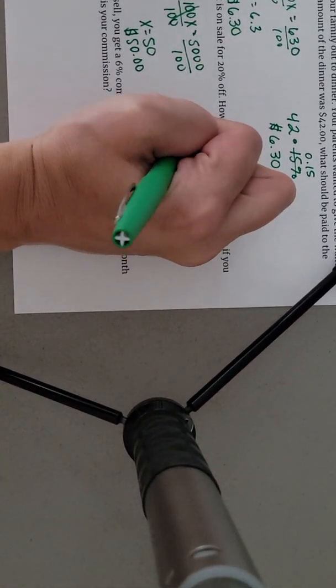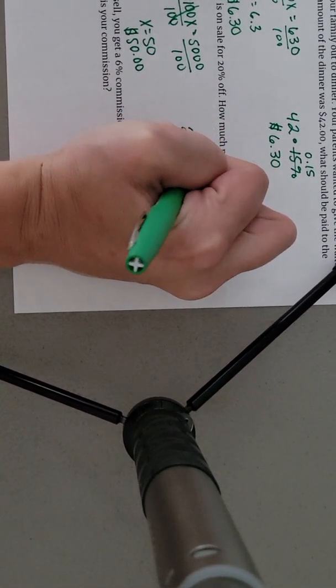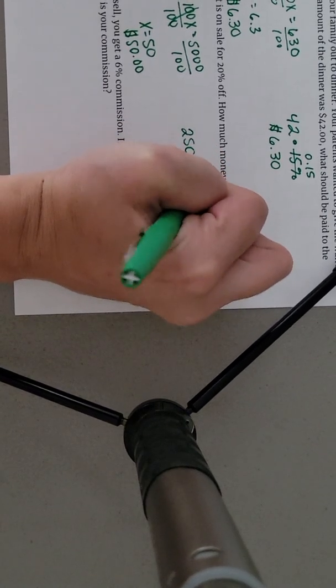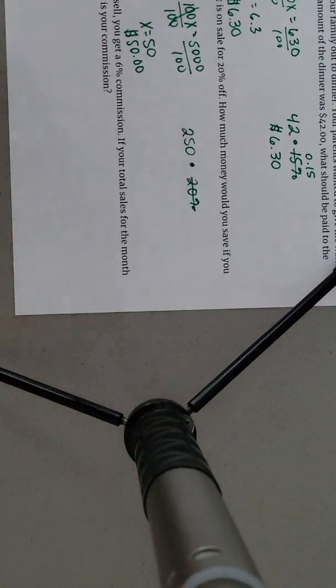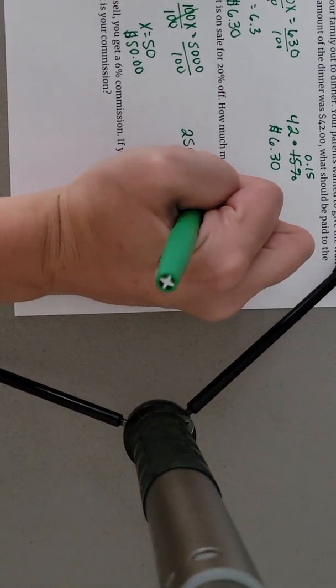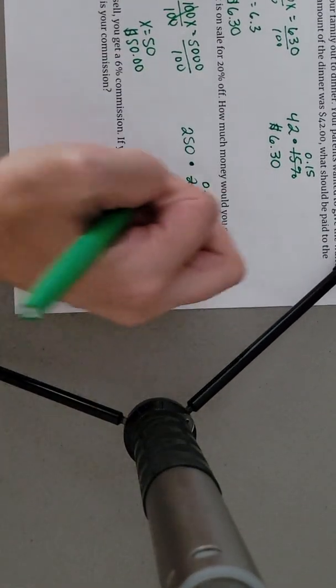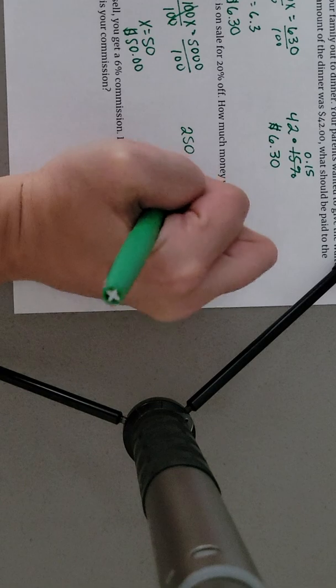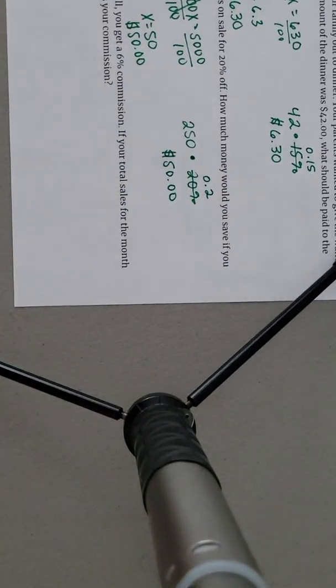Other option is the same as tax and tip. You can just do 250 times 20%, which will convert the 20% to a decimal, which would be 0.2. That will also give you $50.